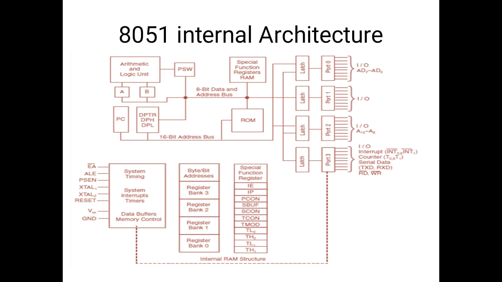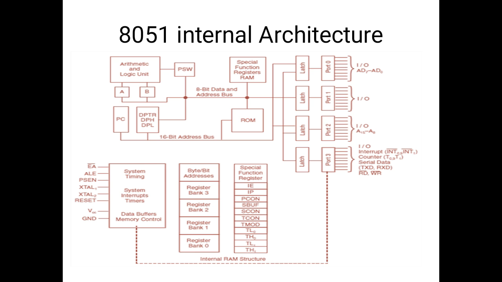Now port 0. This pin serves a dual purpose. It works as an input-output as well as a bidirectional bus for the lower order address and data bus. For external memory, it is divided into A0 to A7 and D0 to D7 as shown in the figure. Port 1 has no dual function, therefore the output latch is connected directly to the system. It works only as an input-output port whenever required. Port 2 acts as an 8-bit bidirectional input-output port during external memory access.